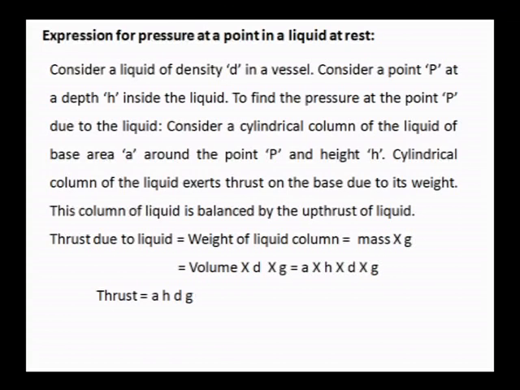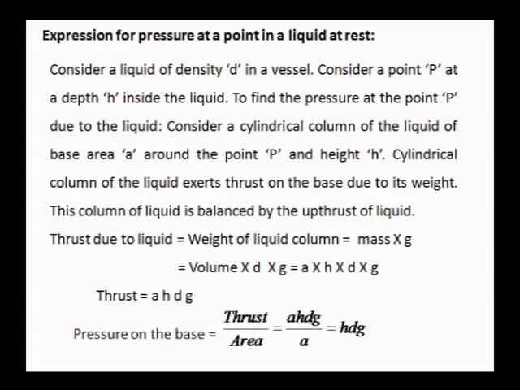So, thrust is equal to A h d g, where A is the base area of the pipe, h is the height of the pipe, d is the density of the liquid, and g is the acceleration due to gravity. So, pressure is calculated as thrust by area, and we get A h d g divided by A, that is equal to h d g.